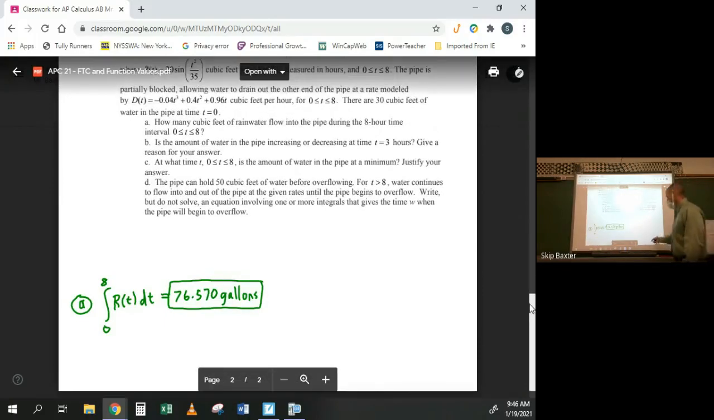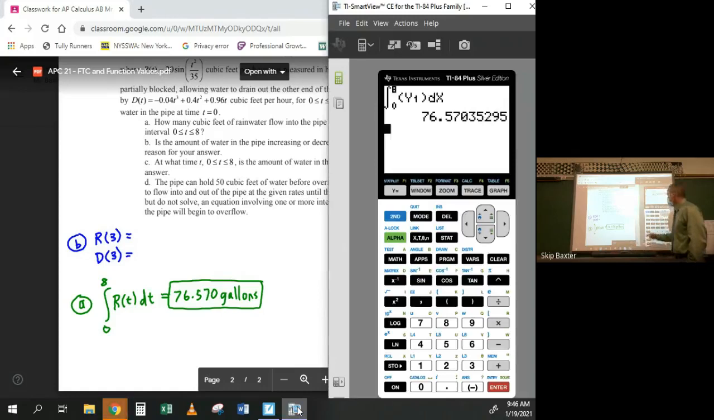So all I would need to do here for part B, put it here first. Part B is just find R of 3 and D of 3. And then just compare them, see which one's bigger. So you can do this completely on your calculator.